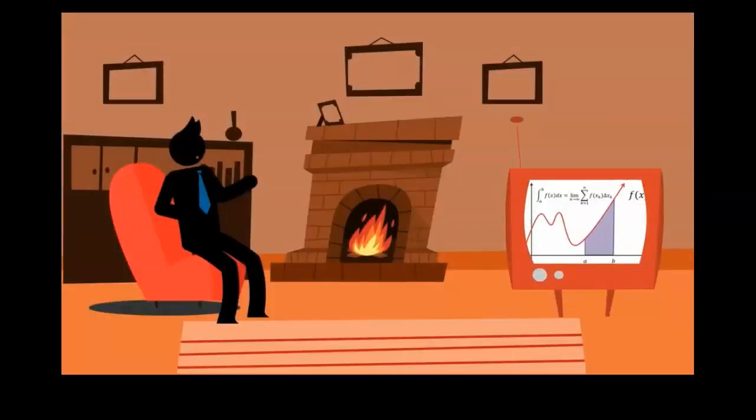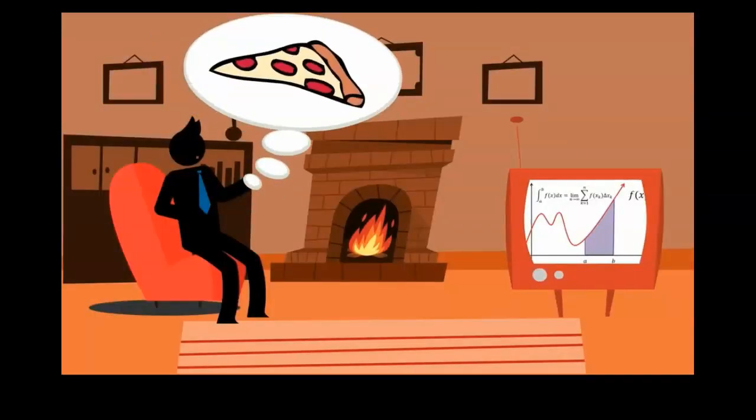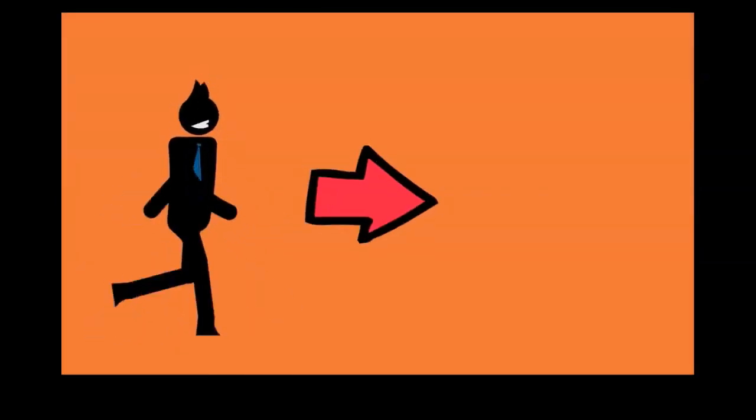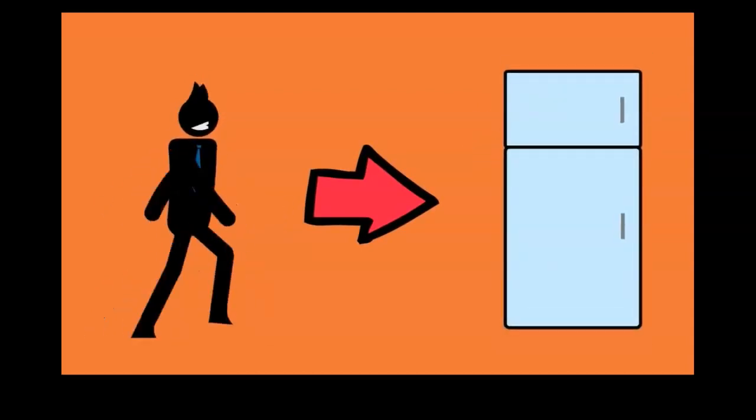Suppose you are watching TV and start getting a massive craving for pizza. Fortunately, you just happen to have some leftover pizza in the kitchen. So you get up from the couch and start heading towards the fridge. In this instance, if someone were to describe where you are going, they would say you are approaching the fridge.